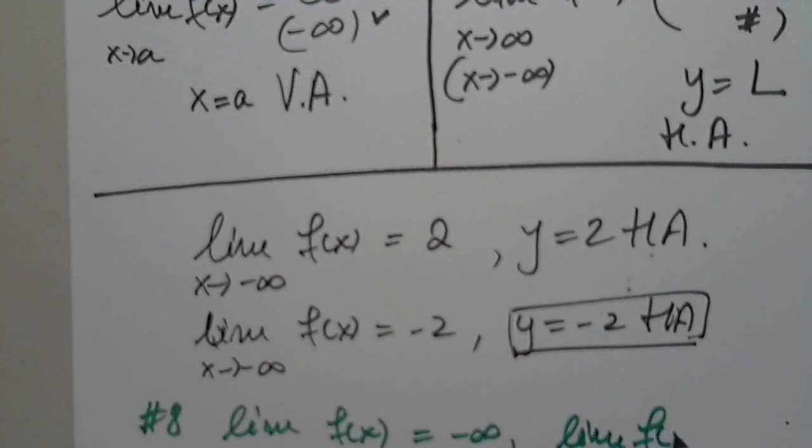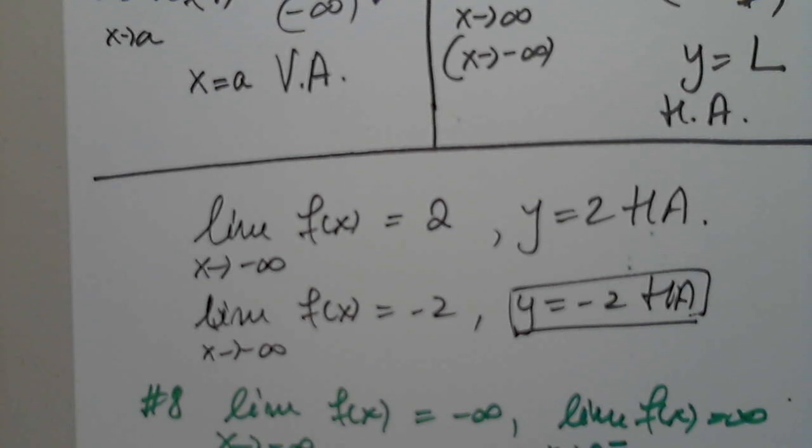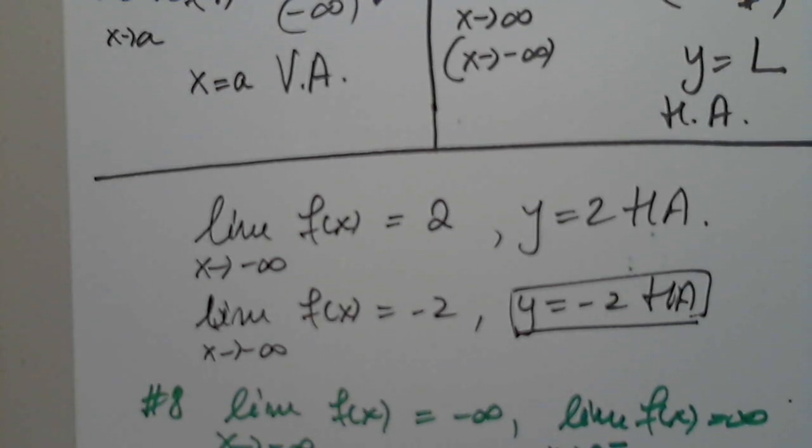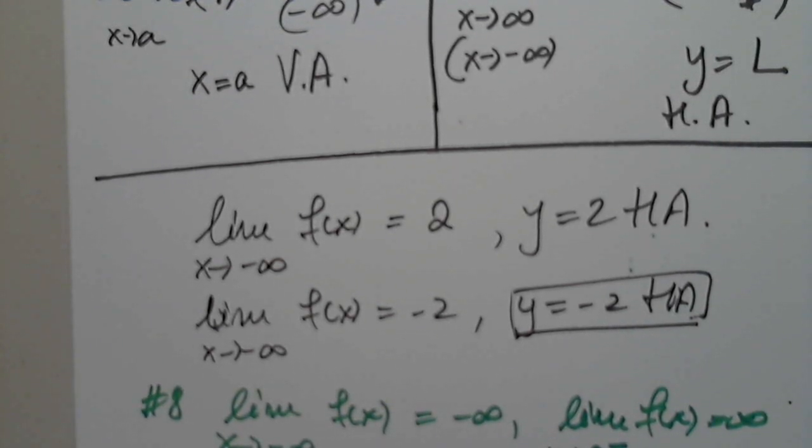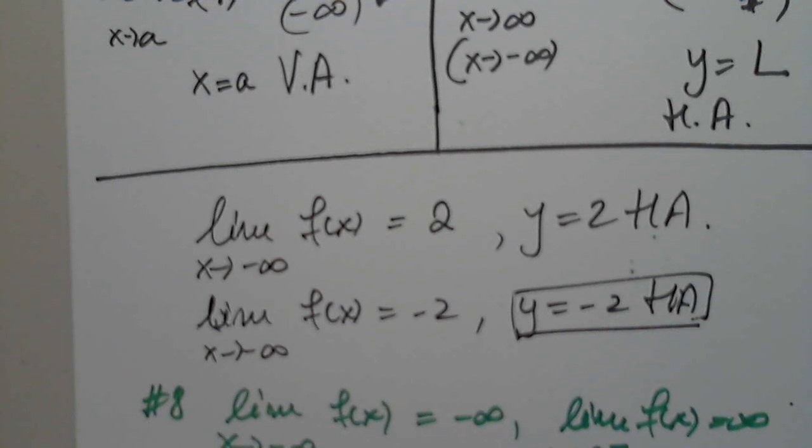Limit of f of x as x approaches 2 from the left is infinity. Limit of f of x as x approaches 2 from the right, they say, is negative infinity. Limit of f of x as x approaches 2 is infinity. And limit of f of x as x approaches infinity is infinity.